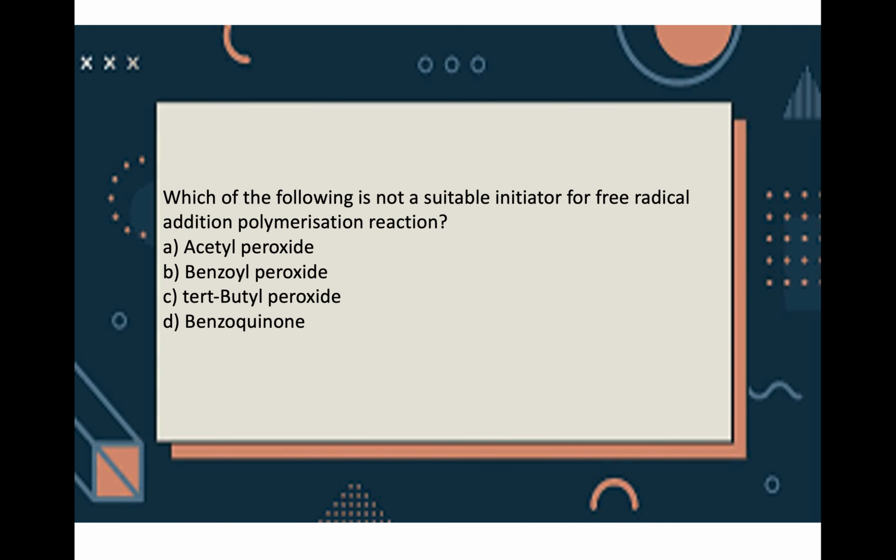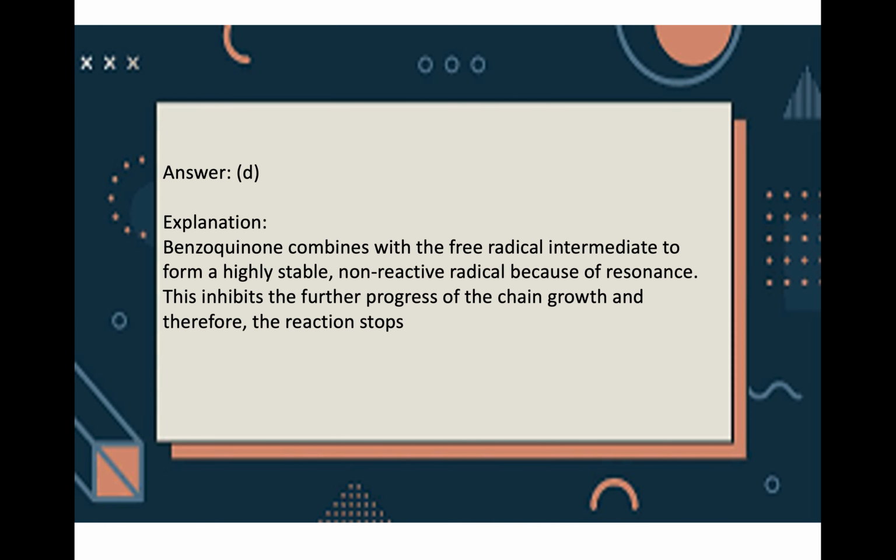Next question: which of the following is not a suitable initiator for a free radical addition polymerization reaction? A. Acetyl peroxide, B. Benzoyl peroxide, C. Tert-butyl peroxide, and D. Benzoquinone. The answer is option D, benzoquinone. What happens when benzoquinone combines with a free radical intermediate? It forms a highly stable, non-reactive radical because of resonance. Because of this, further progress is stopped, and so the reaction stops.